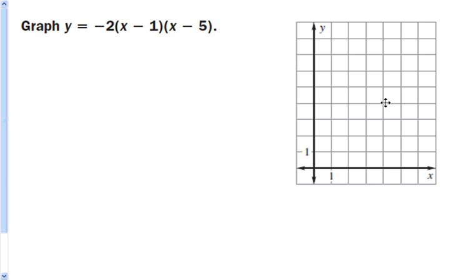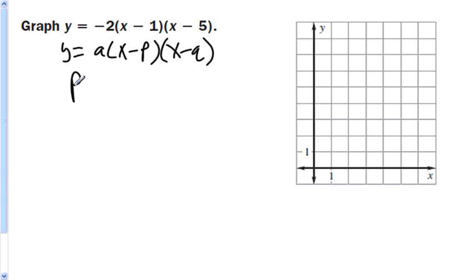Graph y equals -2 times (x minus 1) times (x minus 5). If you'll notice, this equation is in intercept form, which is a times (x minus p)(x minus q). So the first thing we want to identify is our x-intercepts, which are the points (p, 0) and (q, 0).